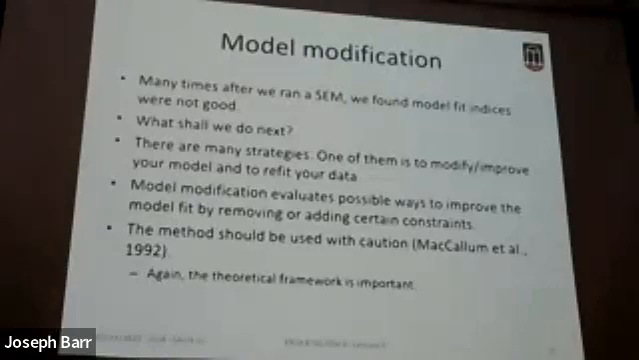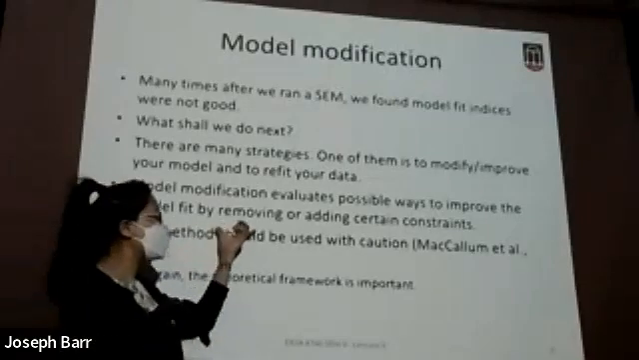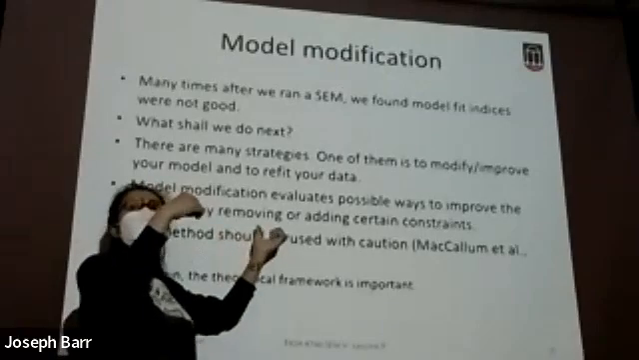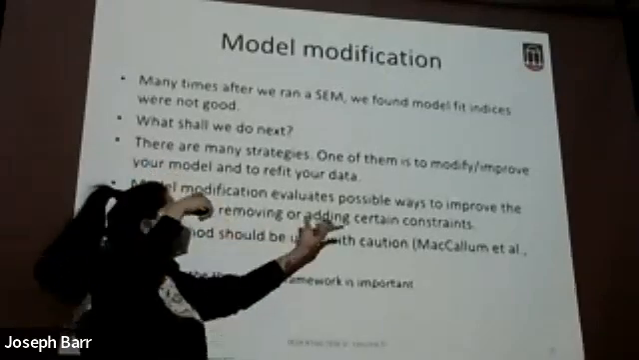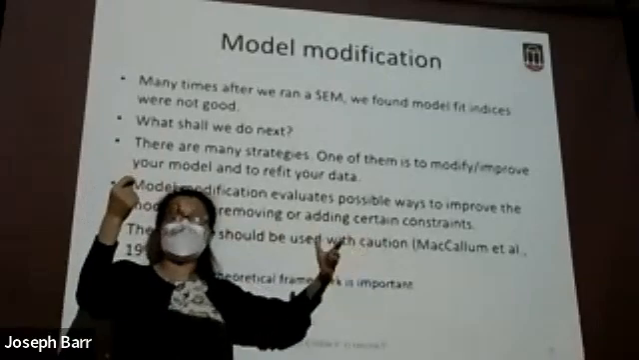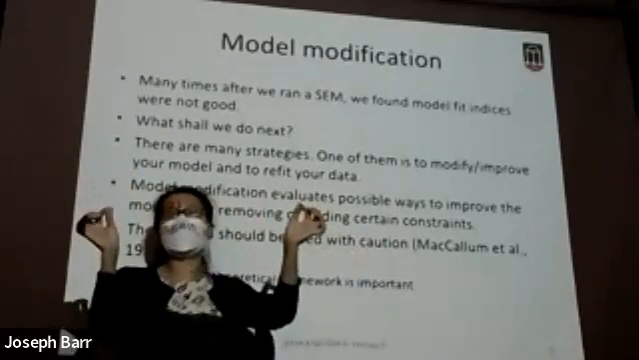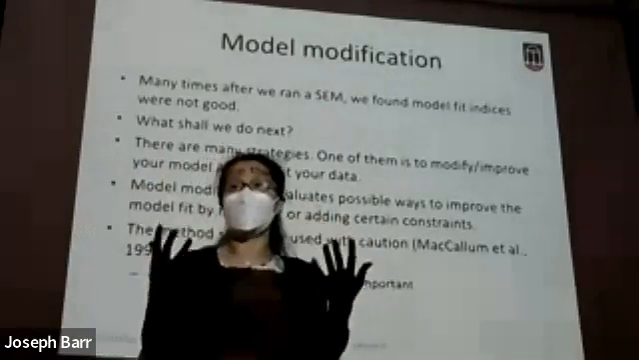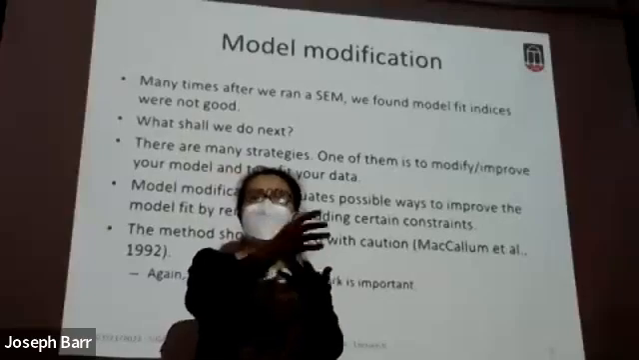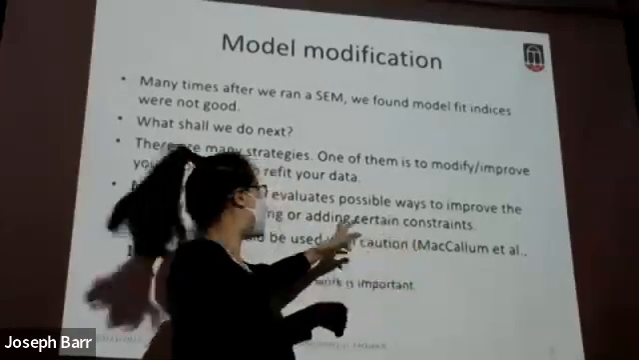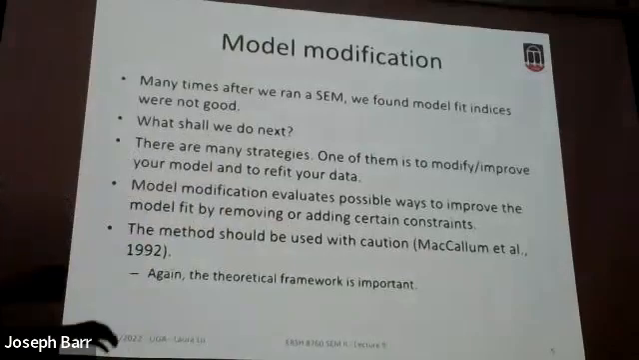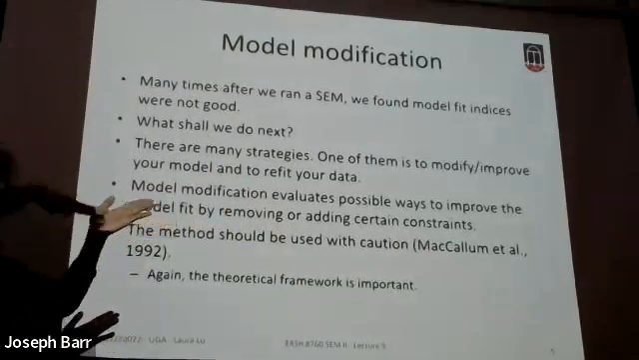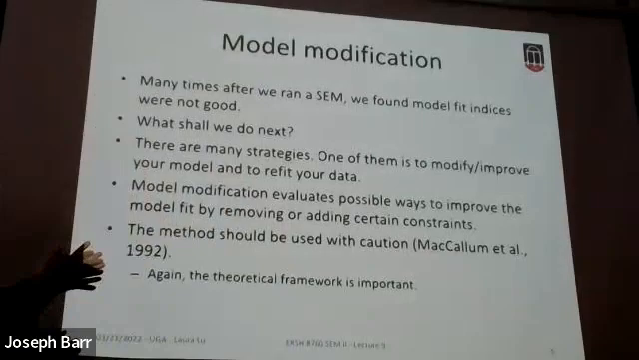So model evaluation looks for possible ways to improve the current model. What should we do? We can remove some paths, or we can add constraints. If we think a path is not reasonable, we can just remove it. The software will report the change in our model fit, comparing the current model with the model after we make the change, whether by adding or removing.